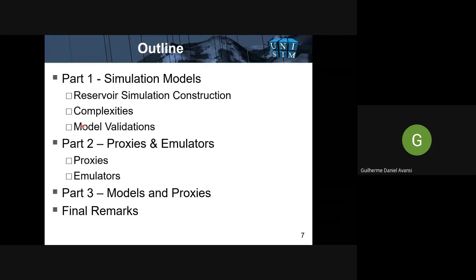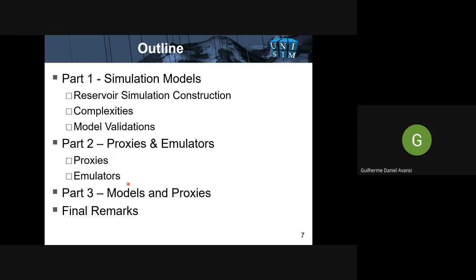We have also the second part, if we have time, we explore this, that is about the proxies and emulators. And I will give a general idea of what proxies mean and also emulators, because if we are talking about Bayesian emulators, it's a little bit different from what we use in the whole area when we use proxies, right? And also part 3 is about models and proxies.